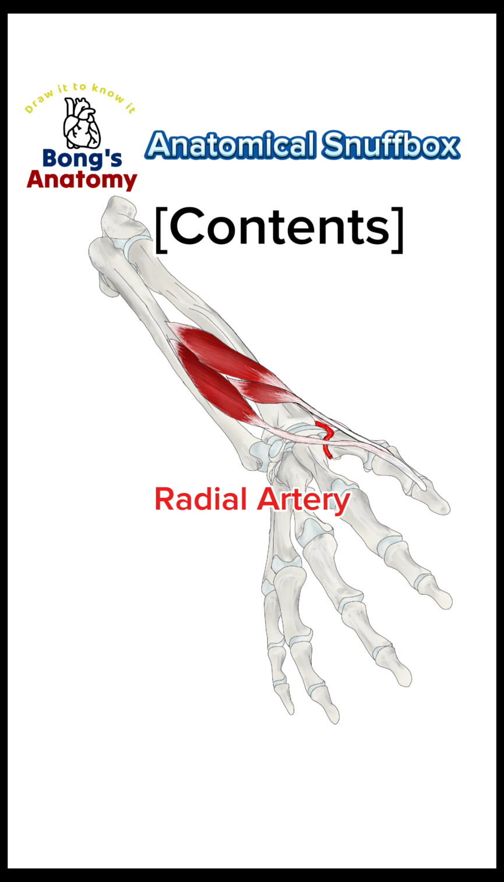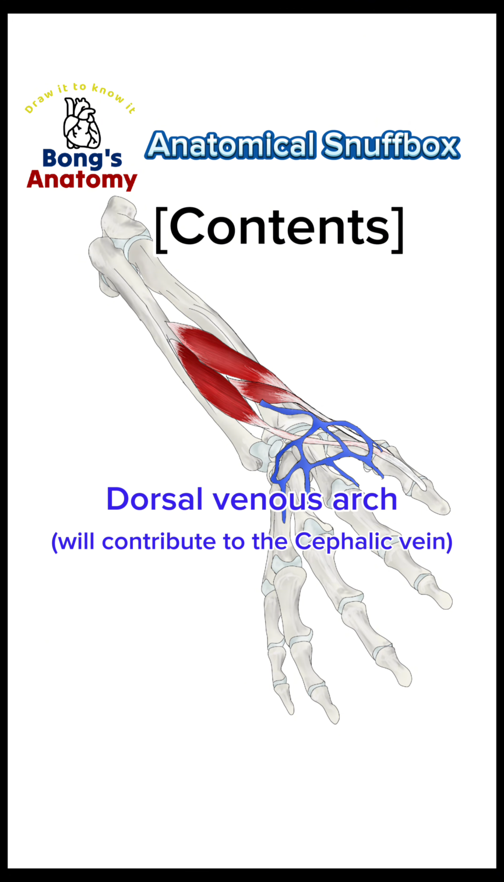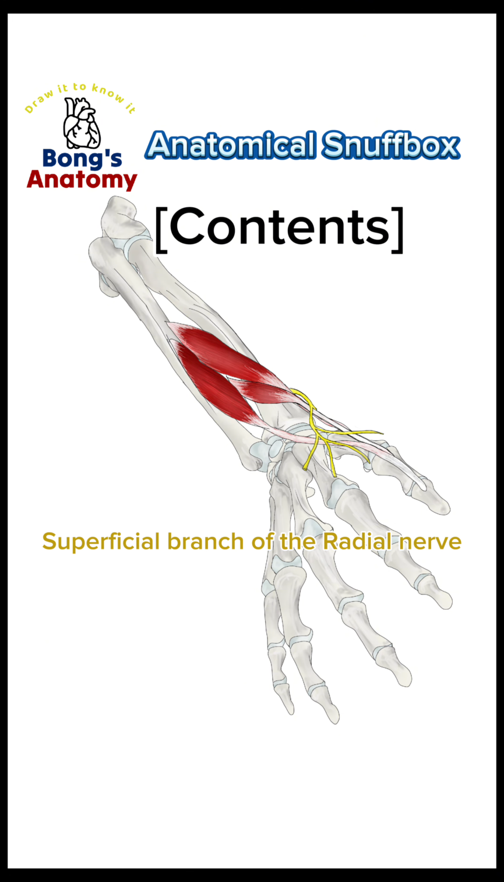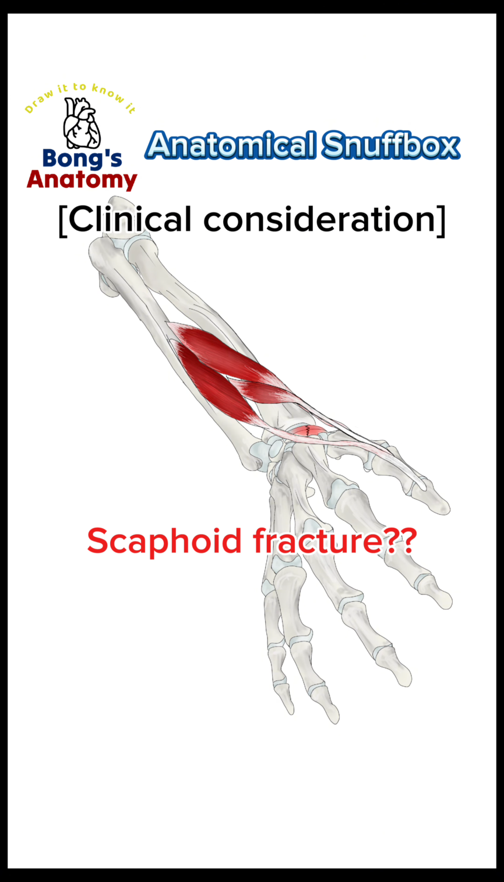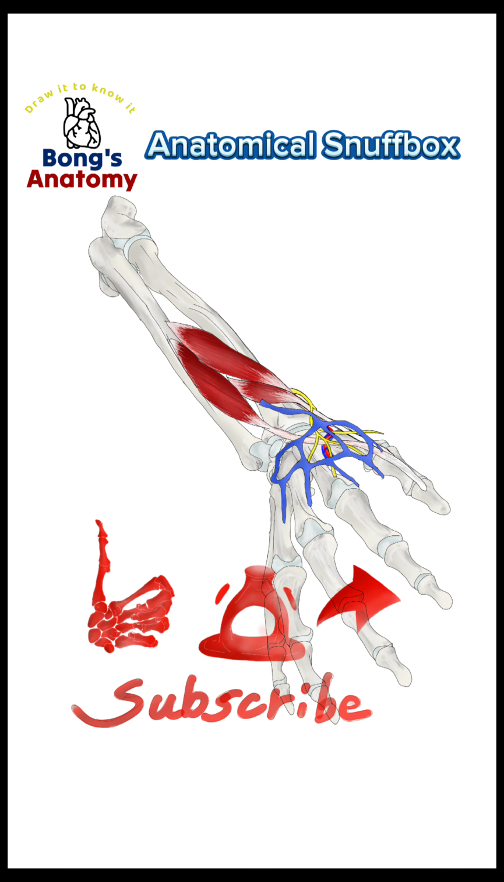Contents: radial artery, where you can easily feel the radial pulse. Radial veins, the dorsal venous network that will contribute to the cephalic vein. Superficial branch of the radial nerve. If there is a history of trauma and pain around the anatomical snuffbox, you should rule out a scaphoid fracture that can develop into avascular necrosis.